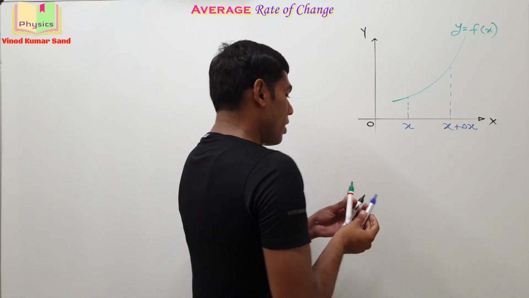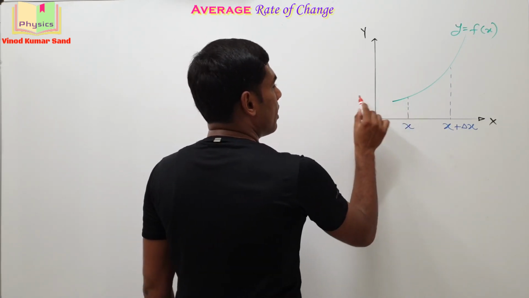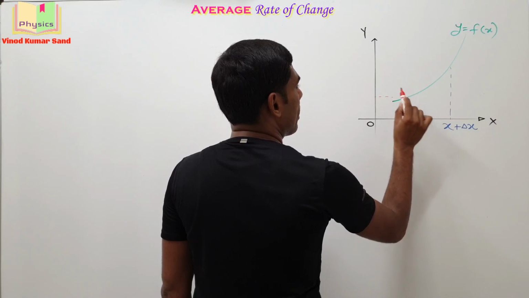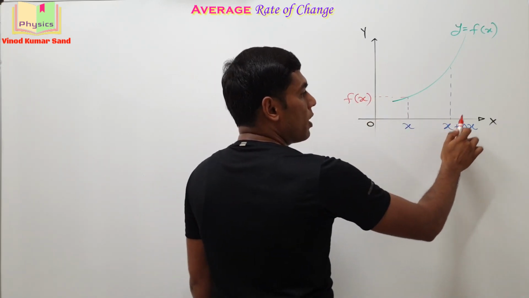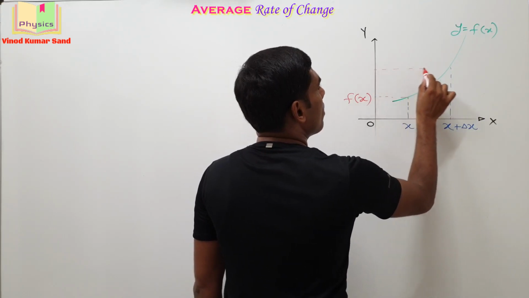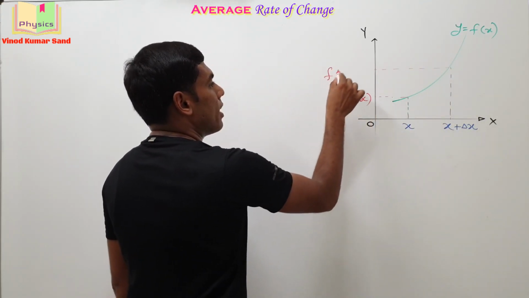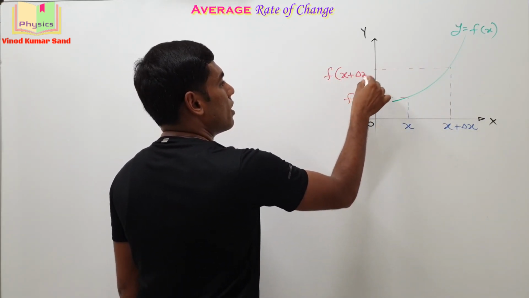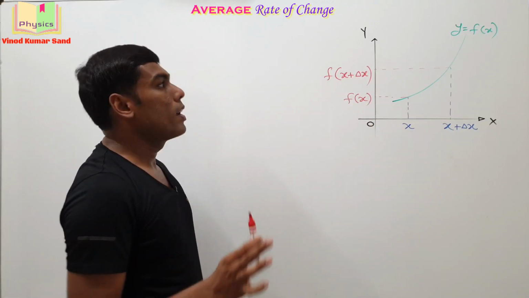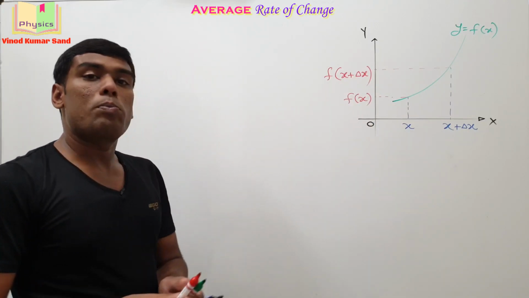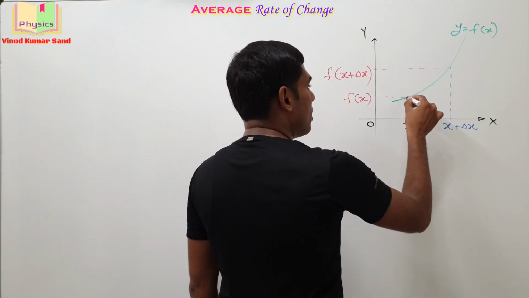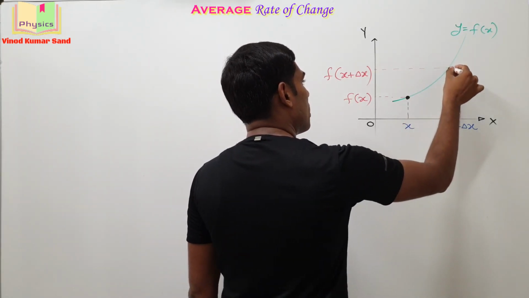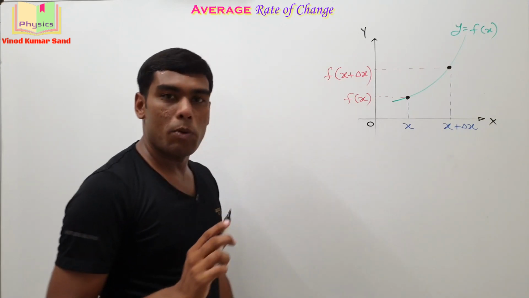Clear? Corresponding to x, here the value on the y-axis is f(x), and corresponding to x plus del x, the value on the y-axis is f(x plus del x). Okay. Our target is to obtain the average rate of change between these 2 points. Here is first point and here is the second point.